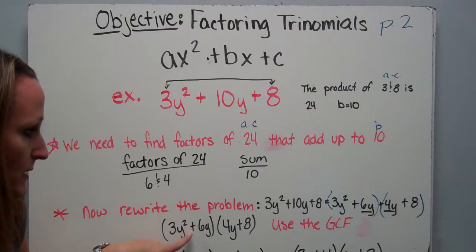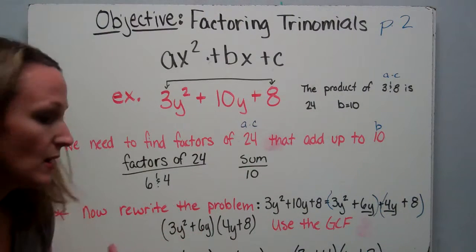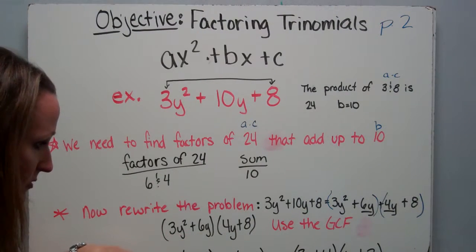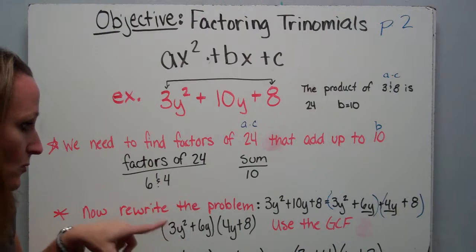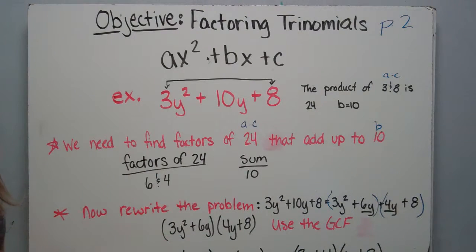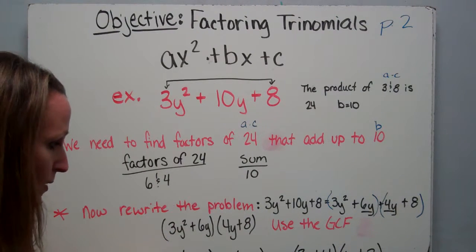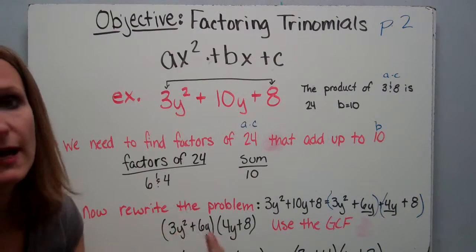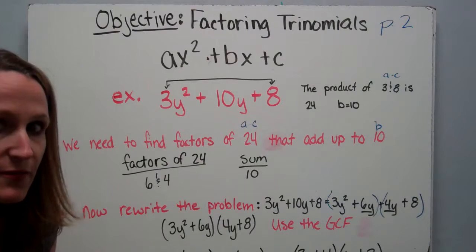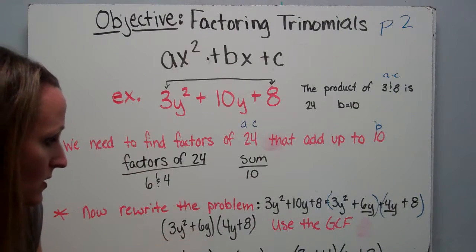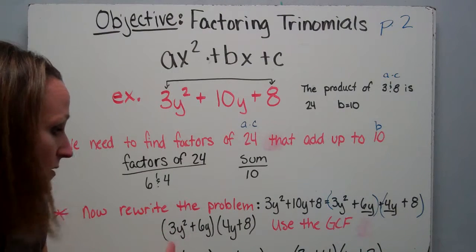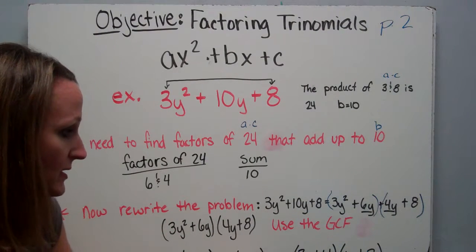Okay, so 3y squared plus 6y, what do they have in common? Well, they both have a 3, because 3 and 6 both have a 3. They both have a y, so y squared and y. So if I pull out a 3y, I'm left with y plus 2. So now I'm going to come over here. What do 4y and 8 both have in common? Both of those can be divided by 4. So I'm going to put a plus and a 4 because they're both divisible by positive 4. And then I'm left with y plus 2.